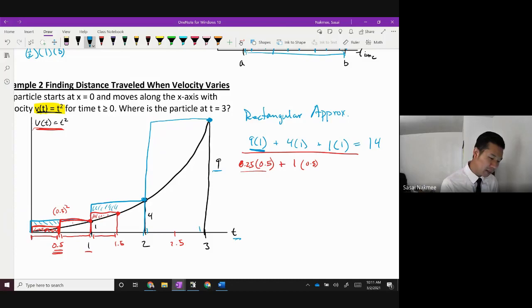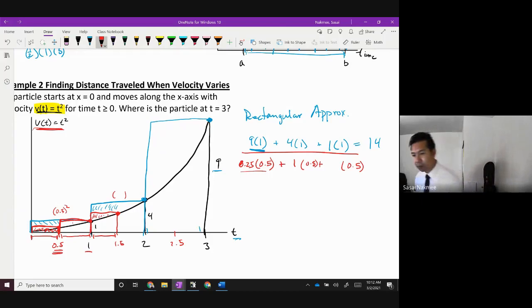This rectangle again has a base of 0.5, but what would this height be? Who wants to tell me? Anyone have any ideas? 2.25. How'd you get that one, Monica? And Brian's got it as well, 2.25. How did you get 2.25? That is right, it's 1.5 squared.